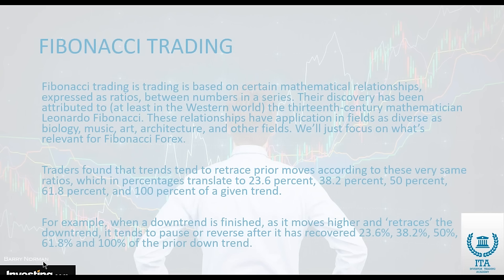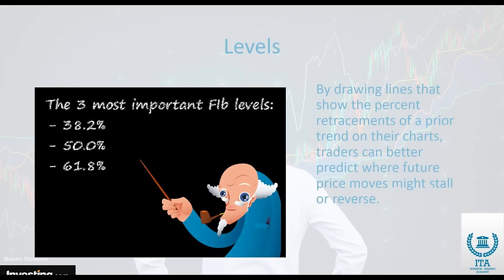Now, Fibonacci trading is trading based on certain mathematical relationships expressed in ratios between numbers in a series. Traders found that trends tend to retrace prior movements according to the very same ratios, which translate to 23.6, 38.2, 50, 61.8, and then, of course, 100%. For example, when a downtrend is finished, as it moves higher and retraces the downtrend, it tends to pause or reverse after it's recovered 23.6, 38.2, 50, 61.8 of the prior downtrend.